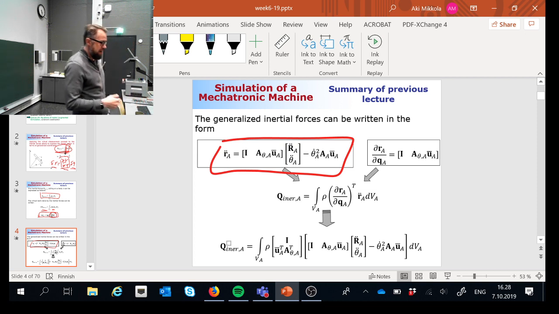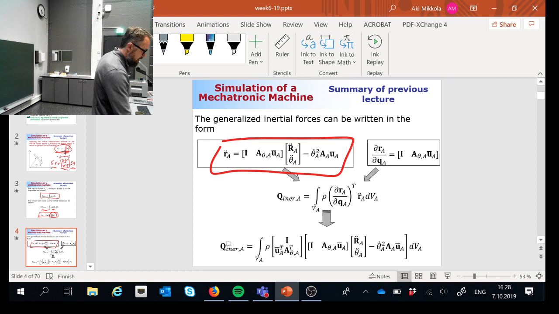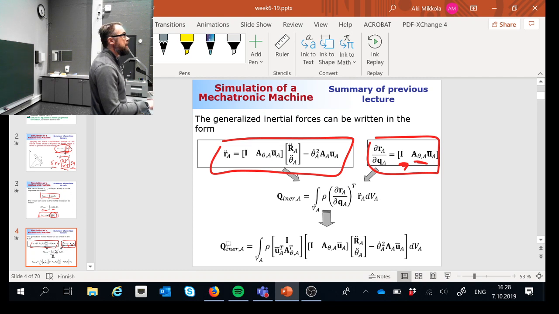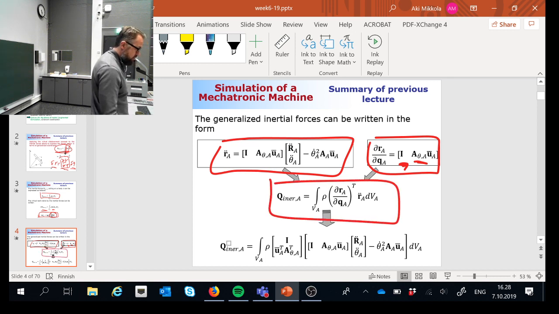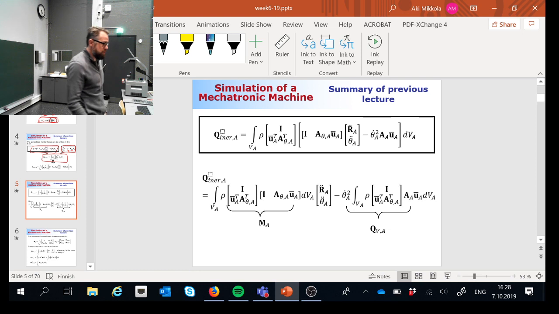And then I'm using the mapping matrix, which in the two-dimensional case can be written as shown here. This one here is an identity matrix. This is a rotation matrix that is differentiated with respect to angle theta, and the vector is vector u bar. All right?